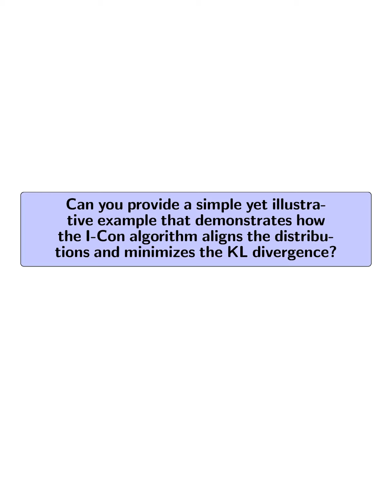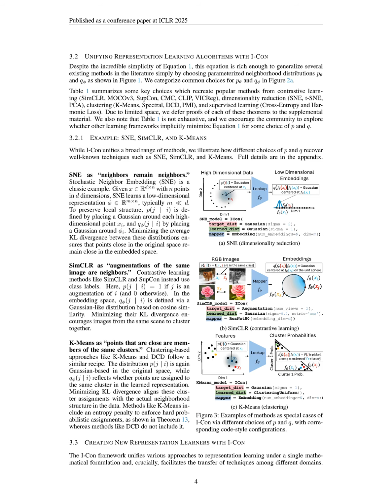Can you provide a simple yet illustrative example that demonstrates how the ICON algorithm aligns the distributions and minimizes the KL divergence? A simple illustrative example can be seen in the case of stochastic neighbor embedding, SNE. In SNE, the supervisory distribution, P_ji, is defined by placing a Gaussian around each high-dimensional point, x_i, representing the probability of selecting neighbors in the original space.